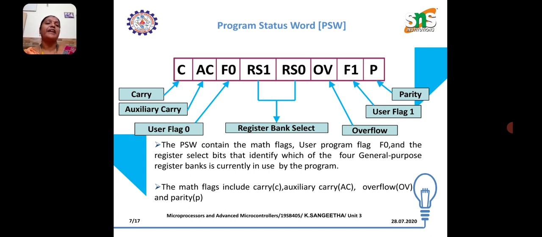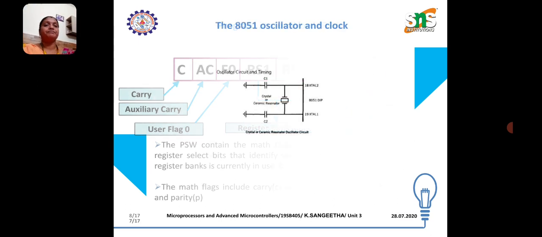It is an 8-bit register. The bits are parity, user flag, and overflow, where OV means overflow. RS0 and RS1 are used to select a register bank, and F0 is user flag 0, along with carry and auxiliary carry. So the PSW contains the math flags, the user program flag F0, and the register selection bits RS0 and RS1. The math flags include carry, auxiliary carry, overflow, and parity.